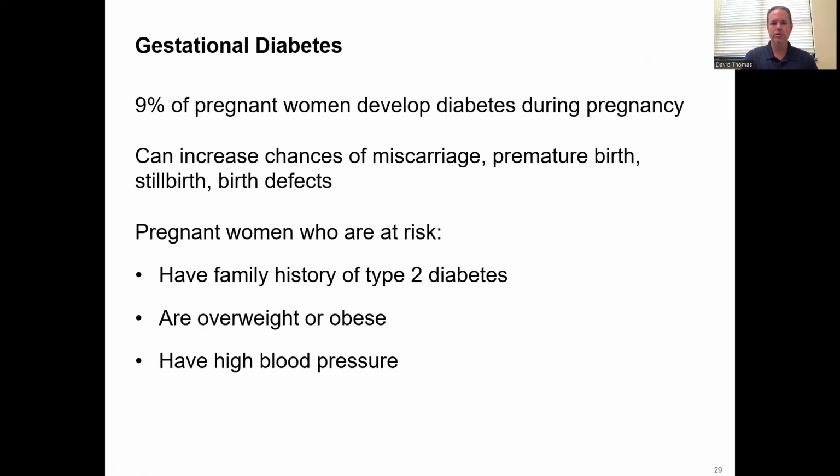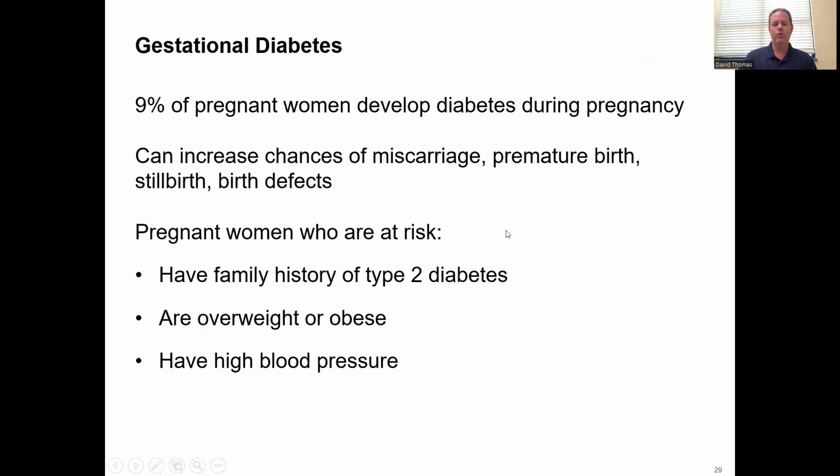There are some problems associated with that because it does increase the chance of having problems during the pregnancy: miscarriage, premature birth, even a stillbirth, perhaps even birth defects. And so it does have to be checked on, tested for.